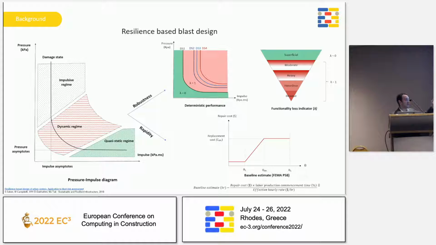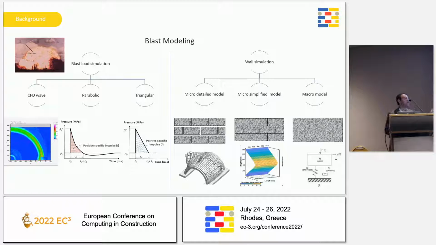That's how it works in the resilience triangle. So our main target is to develop the PI diagrams. So why are we using machine learning? Specifically, in the current blast modeling techniques, there are two aspects you have to look into. The first one is the blast load, and the other one is the structural modeling.